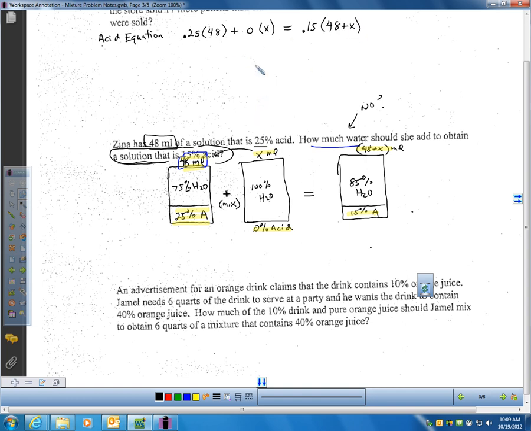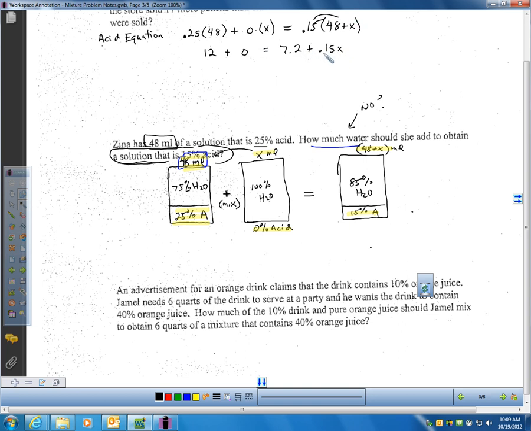And let me solve this then. 0.25 times 48, I've got to simplify, that's 12. This is 12 plus, isn't anything times 0 nothing? Okay, so this is 12 plus nothing on the left, and on the right, I've got to distribute. I'll use my calculator here. 48 times 0.15, that's 7.2. I get 7.2 plus 0.15x.